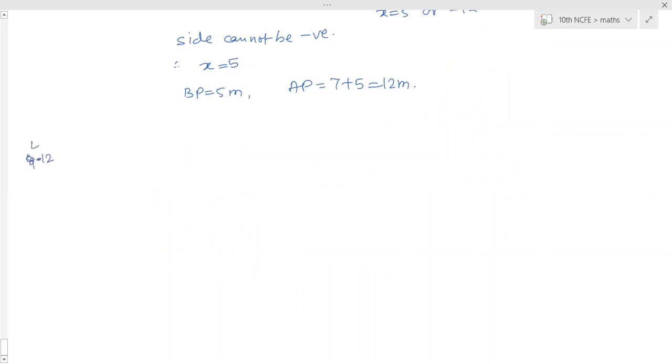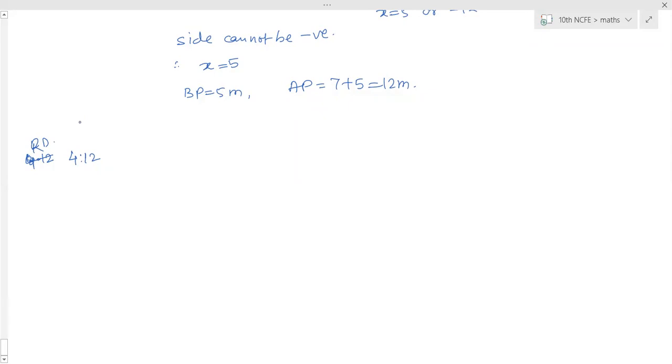Exercise, sorry, 4.12. First question. A takes 10 days less than the time taken by B to finish a piece of work. If both A and B together can finish the work in 12 days, find the time taken by B to finish the work.